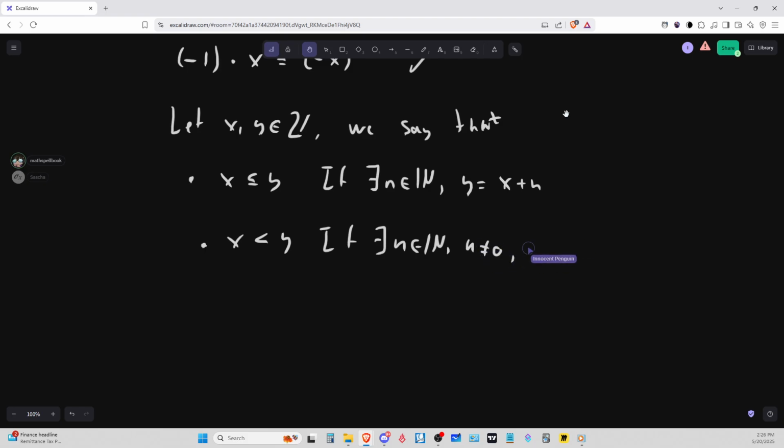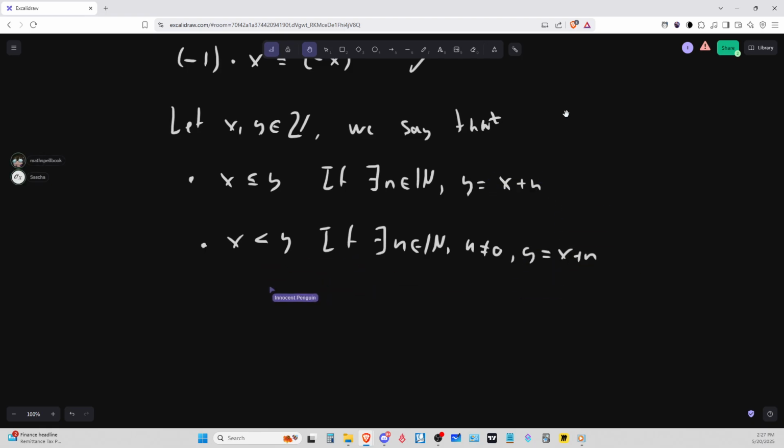Okay, so let x and y be elements of the integers. We say that x is less than or equal to y if there exists an n in the naturals such that y is equal to x plus n. We say x is less than y if there exists n in the naturals, n not equal to 0, such that y is equal to x plus n. So in the first case, we allow equality: n could be 0, and in that case you get x equal to y. But in the second case, we ask that n is not equal to 0 to forbid the case x equal to y, because we want strict inequality.